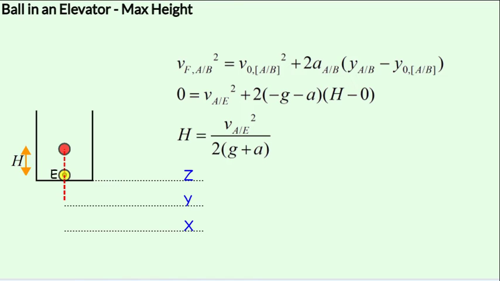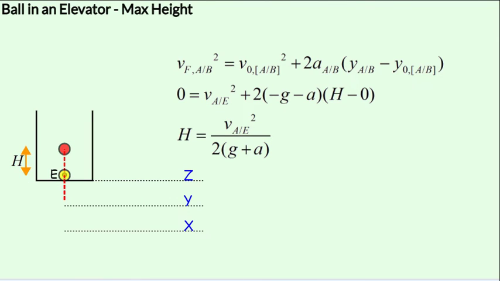And the acceleration of A with respect to B, or A with respect to E, would be minus G minus A. The initial relative displacement would be 0 since they start off together, and the final relative displacement would be h, since that is their separation which we have to compute. And we obtain the height, or the maximum displacement between the ball and the floor of the elevator, as VA with respect to E squared over 2 times G plus A.